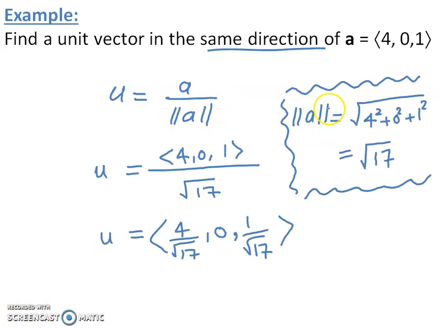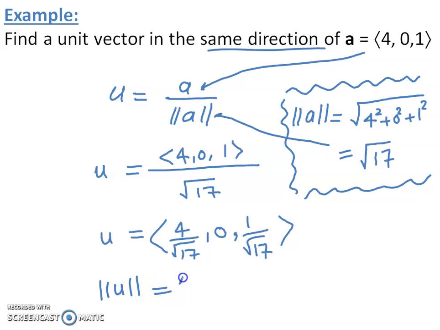First we find the length of vector A, which is the square root of 17. Then we put it here, and vector A we put it here. We get the following, and it is equal to this. To check that your answer is right, find the magnitude of vector U; you will get 1, because it is a unit vector which has length 1.